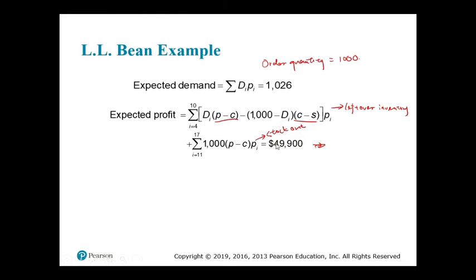In the second scenario, I'm going to run stock out. Therefore, I'm going to sell out all the inventory. So all 1,000 units is sold at regular margin. Then if you plug in numbers, you can calculate this expected profit to be $49,900.